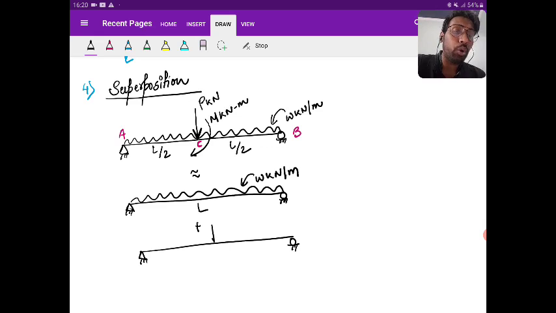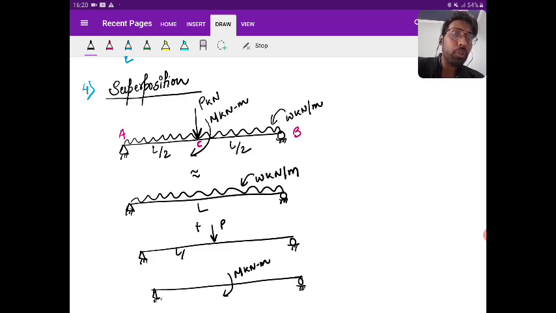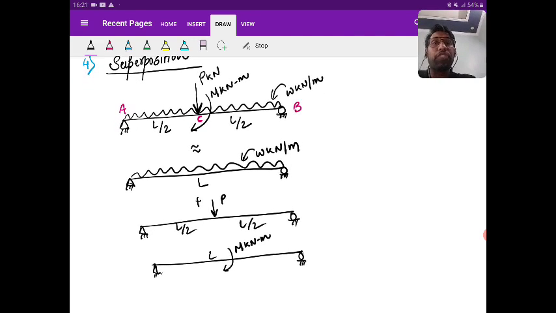There is a point load of P kilonewton. Third, there is a moment of M kilonewton meter. So we know the shortcuts for all these.